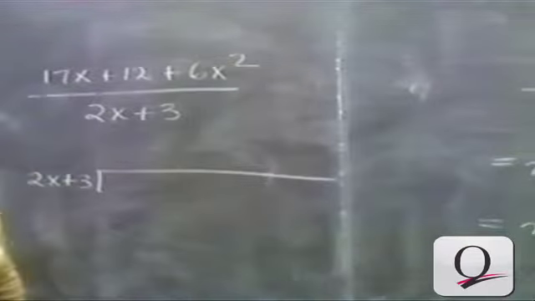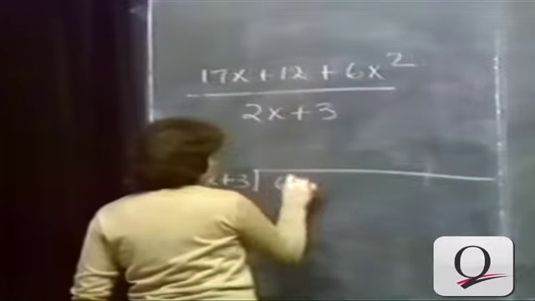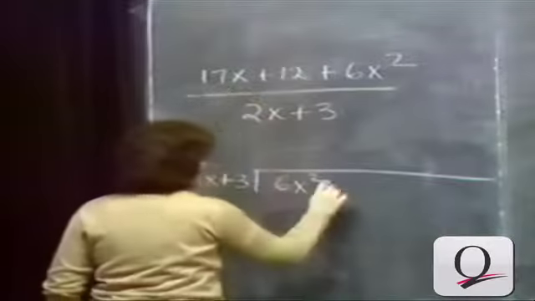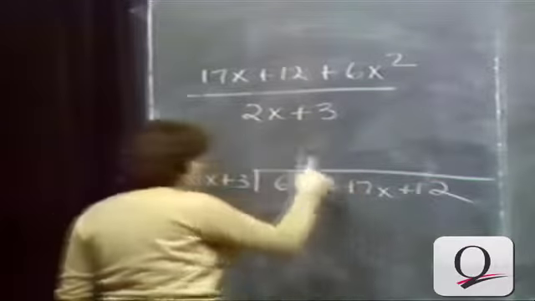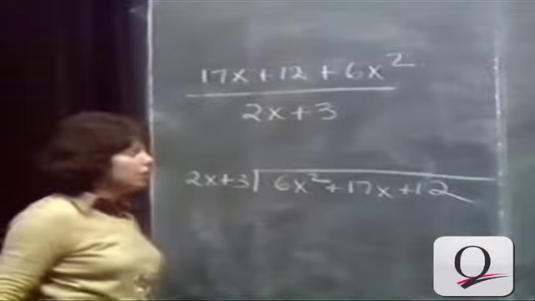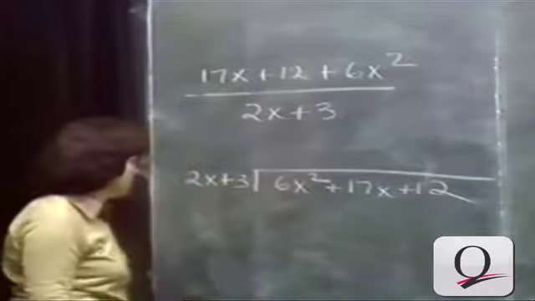We have to rearrange the terms so the term of highest degree appears first. That's the 6x squared, then the 17x, and then the 12. We have to go from highest degree to lowest degree. So rearrange this to 6x squared plus 17x plus 12.